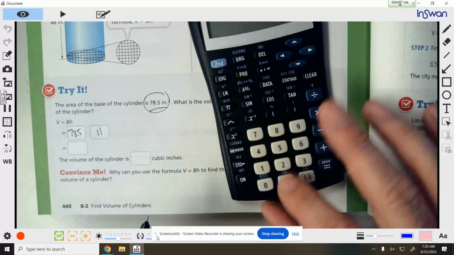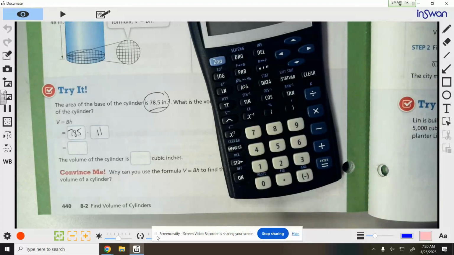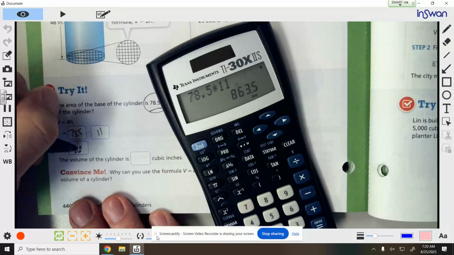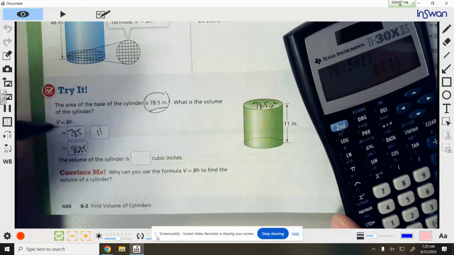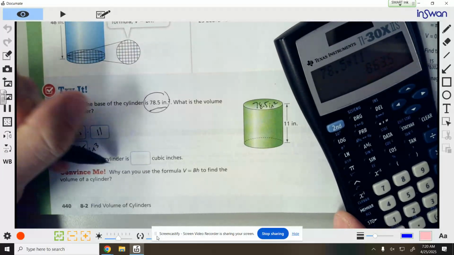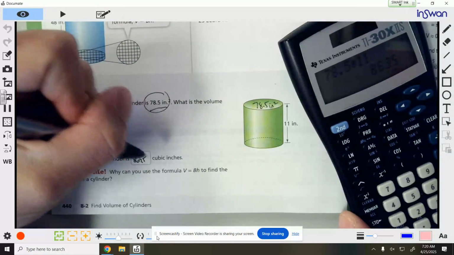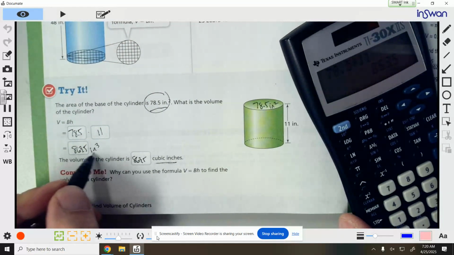Okay, so if I do 78.5 times 11, we get 863.5. Don't forget to put our label on it. So inches cubed. So the volume of the cylinder is 863.5 cubic inches. Cubic inches is another way to say inches cubed.